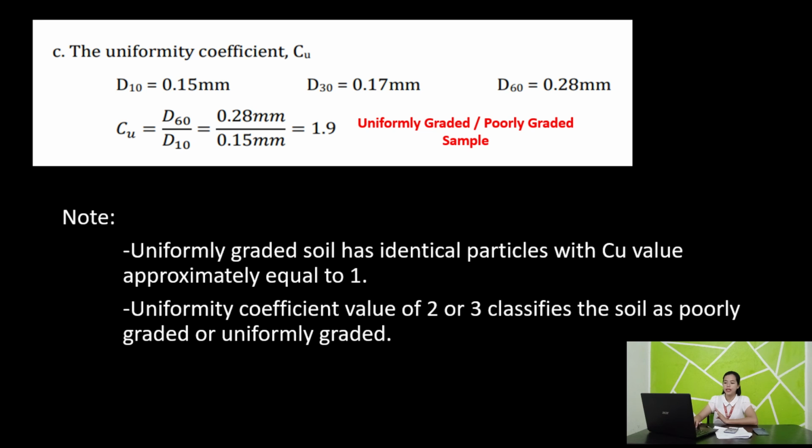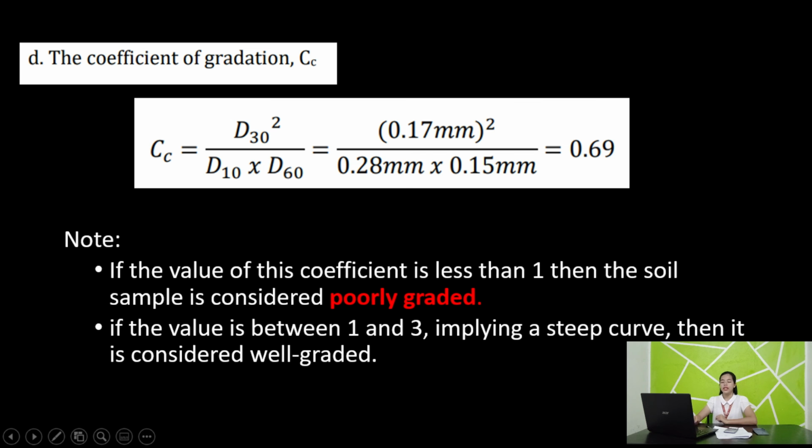or poorly graded sample. Next, let us solve the coefficient of gradation. The coefficient of gradation has a formula of D30 squared all over D10 times D60. So, our D30 is 0.17 mm squared over 0.28 mm times 0.15. So, the answer is 0.69.